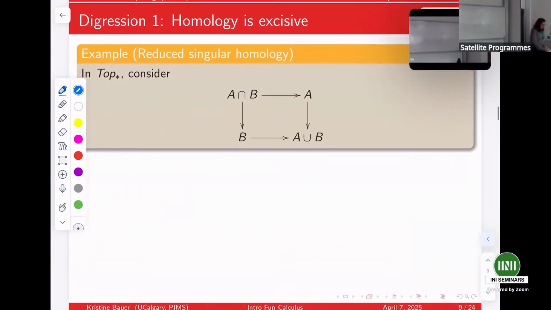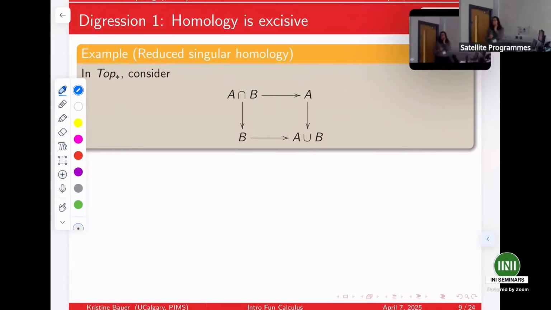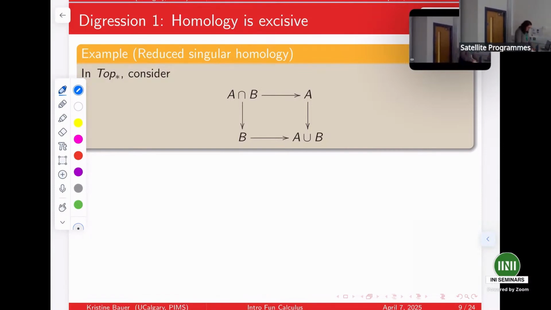So the key example of somebody who is excisive is homology. This is just going to be our reduced singular homology functor, and let's start with a really canonical pushout diagram, which expresses a space as a union of two subspaces A and B. So I glue those together along their intersection. This is a very nice pushout diagram.